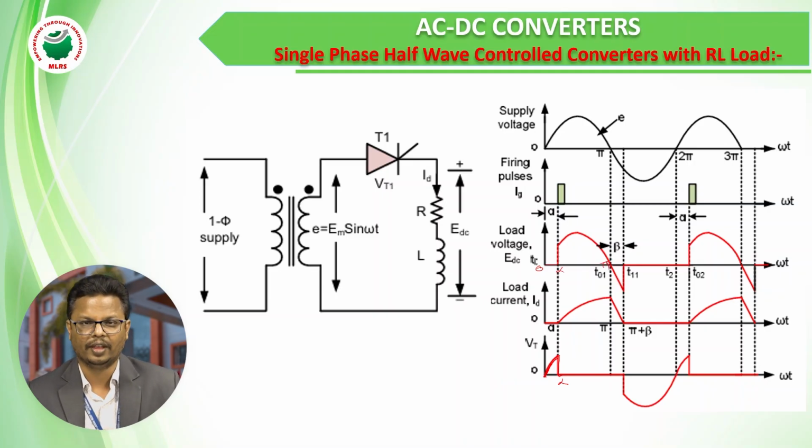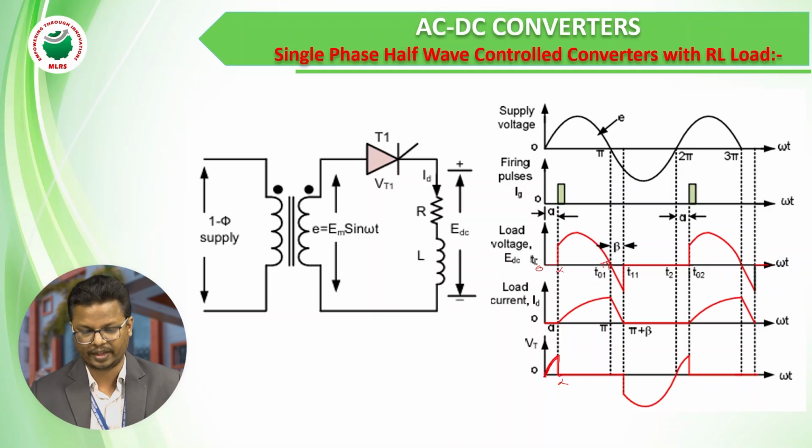After pi, again the negative voltage will be present across the thyristor, so it is in reverse bias. Then the thyristor should undergo turn off. But due to the inductor, it will not turn off. The polarity of the inductor changes, so that now the inductor acts as a source. This inductor will supply the energy to the thyristor.